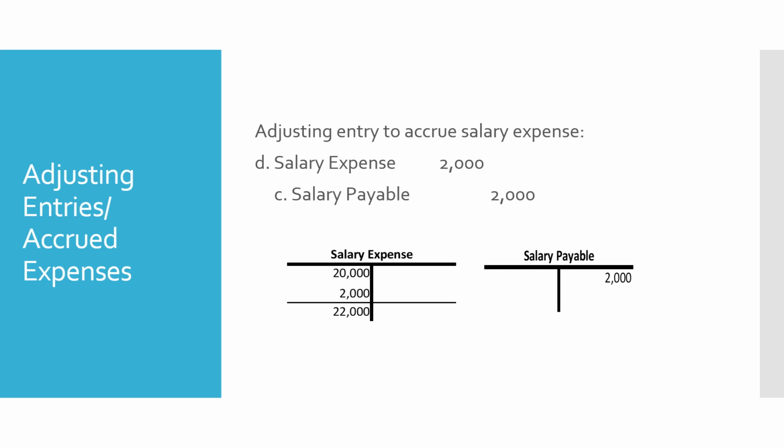So our salary expense account already had a balance of $20,000 in it, and now we are increasing that $2,000 so that the salary expense account reflects salaries for the entire month, not just through the last payday, and then salary payable just reflects the amount that we owe.